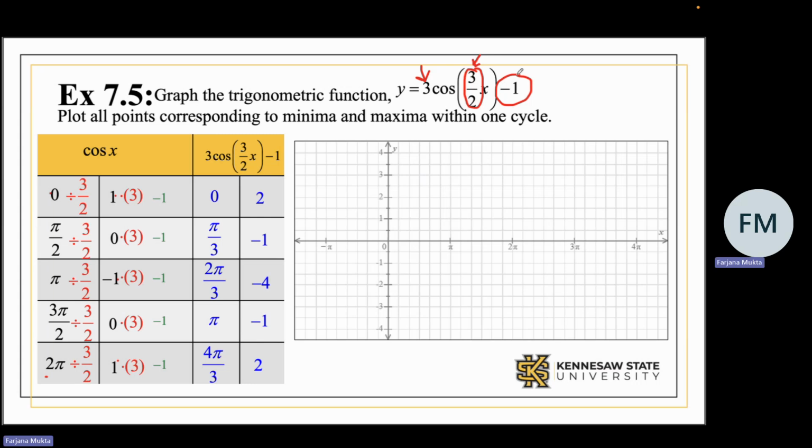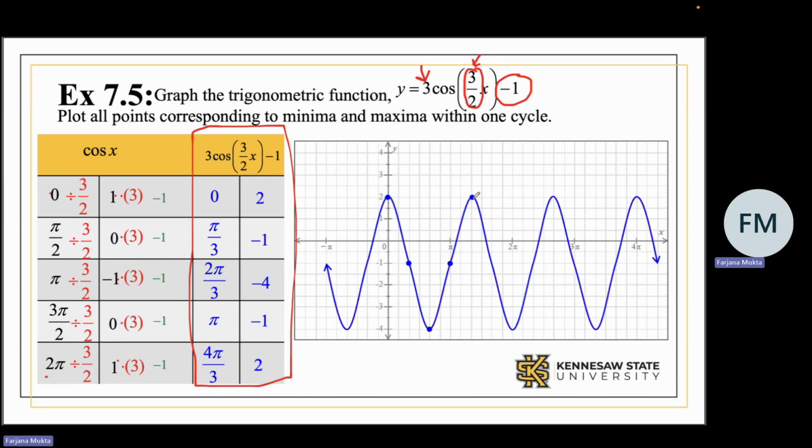Right? Now let's graph it. In terms of graphing, we are graphing our transformed function. For 0, it's 2. For pi by 3, negative 1. For 2 pi by 3, negative 4. For pi, negative 1. For 4 pi by 3, 2. Okay, notice that the shape of the graph is changing. Also, we are moving 1 unit downward for the vertical shift. So that's our graph after the transformation.